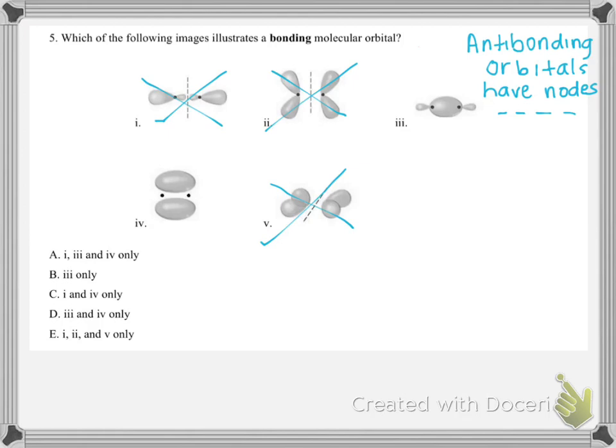So now you can see the electron density overlapping here, because really what we have are 2 p orbitals coming together there. And then here you can see the overlap in this position. So 3 and 4 are the correct answer.